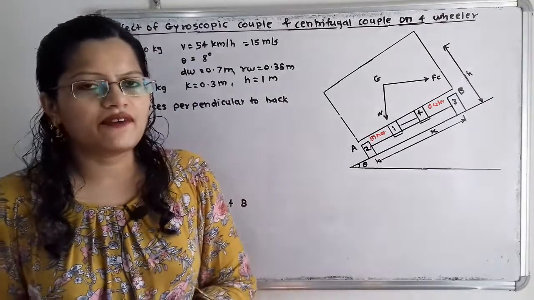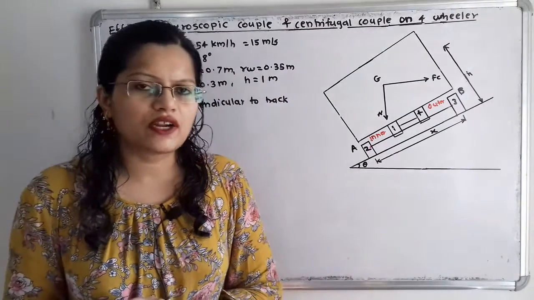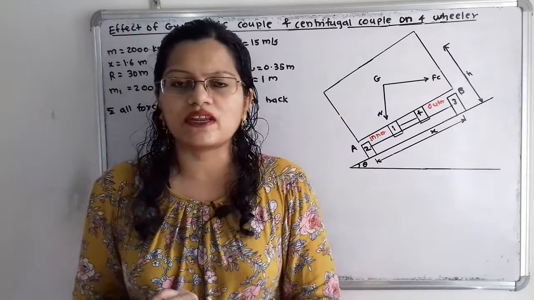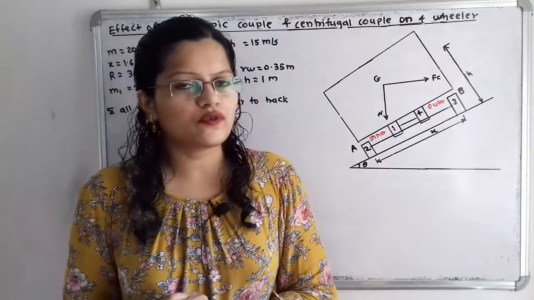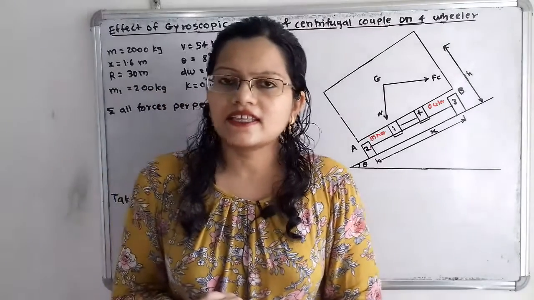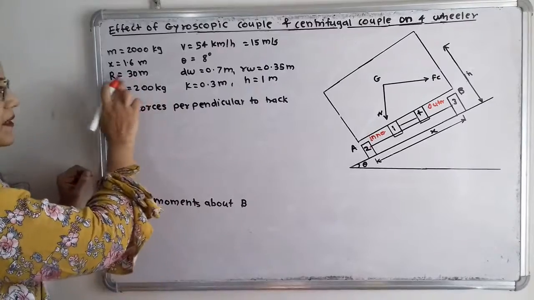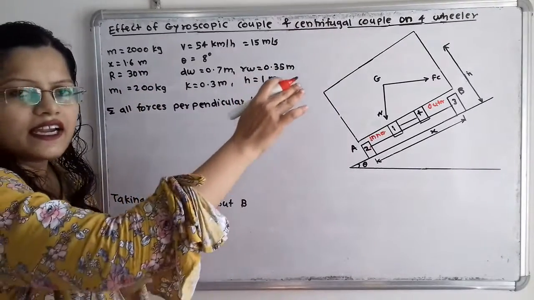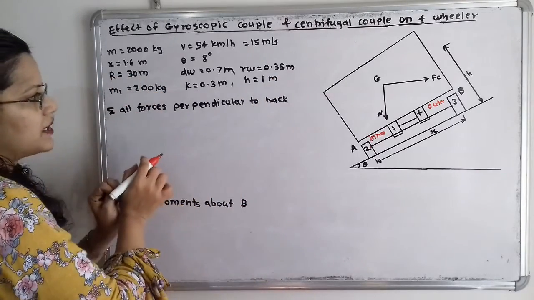So we know that. Please refer to my previous video on the theory of the effect of gyroscopic couple and centrifugal couple on a four-wheeler, and the link is also given in the description box. You will get the detailed theory there. So now, as per the given data, because the vehicle is turning, the radius of curvature of the road is capital R, 30 meter.